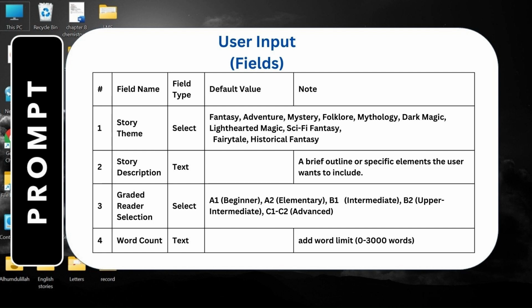The user then will be provided with a story description. Here he would include some specific elements or a story outline that he wants to generate. After this, he would select the graded reader selection, like the level of the language, whether it should be A1, A2, B1, B2, C1 or C2. And at the end, the user will enter the word count of the story, like the length of the story he wants to generate. This is our prompt structure. Now let's start our prompt designing.